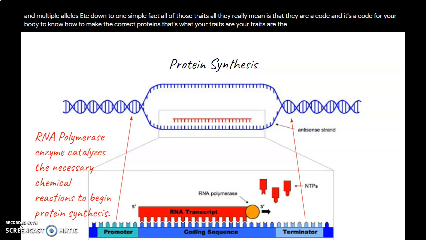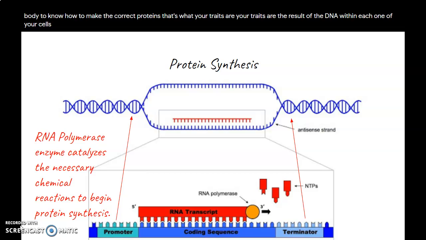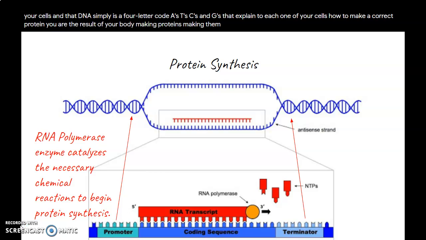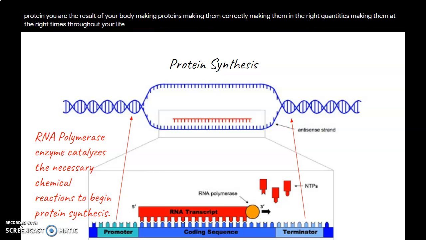Your traits are the result of the DNA within each one of your cells, and that DNA simply is a four-letter code, A's, T's, C's, and G's, that explain to each one of your cells how to make a correct protein. You are the result of your body making proteins, making them correctly, making them in the right quantities, making them at the right times throughout your life, but you are simply the result of making proteins. And so you can't really overstate the importance of this process.